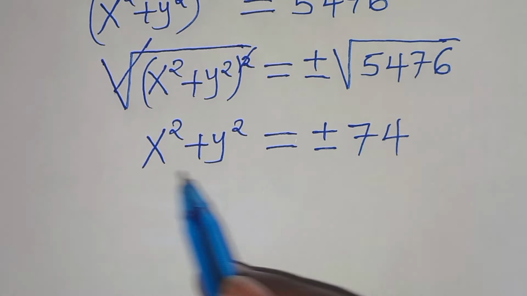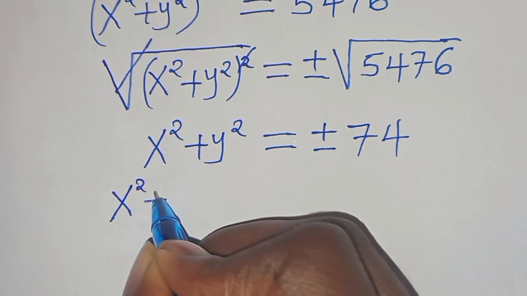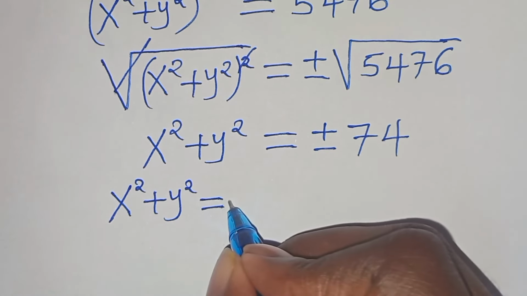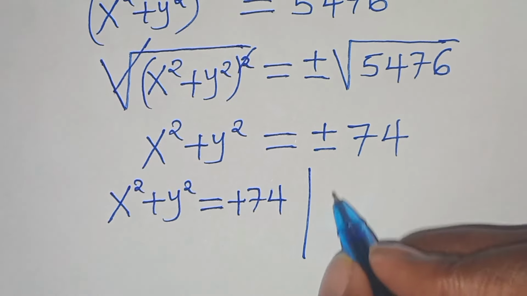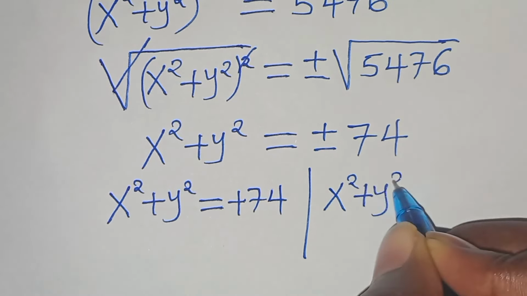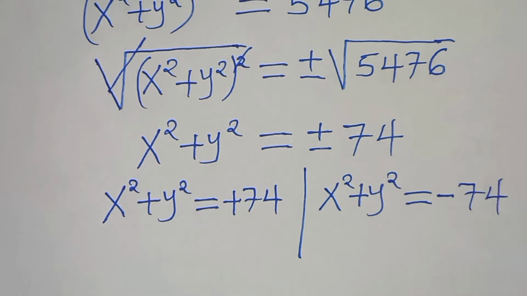So here, this implies we have two values of x squared plus y squared. This is equal to plus 74. And again here, we have x squared plus y squared. This is equal to minus 74.